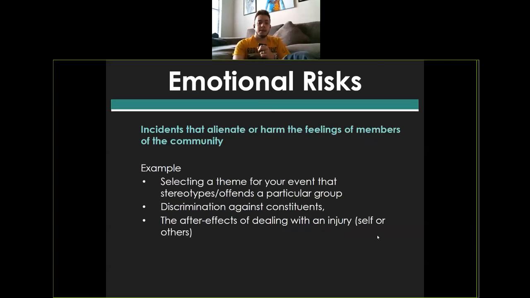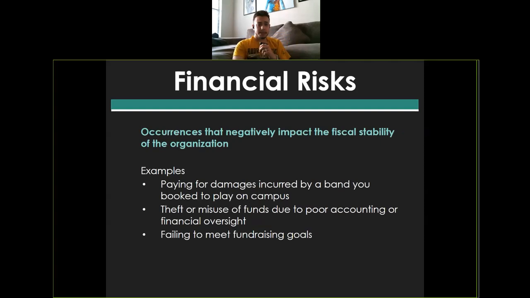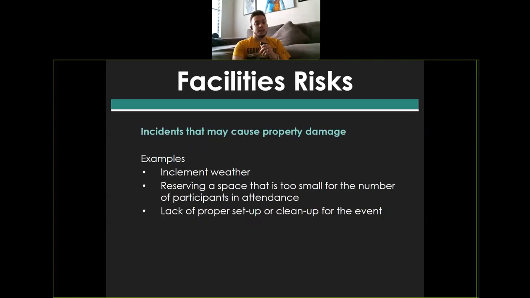Then emotional risks, making sure that there's no discrimination, no stereotyping. If there's ever any emotional injury that has already been inflicted, that there's always aftercare being made so that you can deal with that for yourself or any injury to others. For financial risks, making sure that there's no theft, misuse, or damages. And facilities risk, again, not having too many people in one room at one time, making sure there's always proper cleanup and setup all around you.